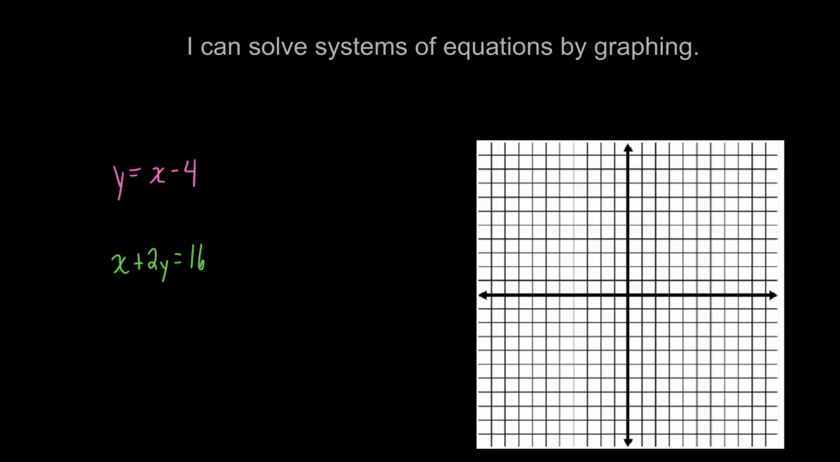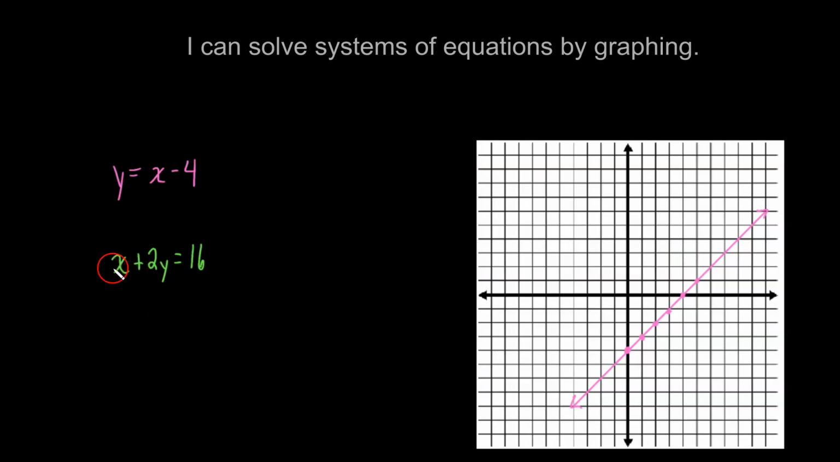Let's start by graphing y equals x minus 4. This is written in slope-intercept form, so it should be fairly easy to graph. The y-intercept is negative 4, so down 1, 2, 3, 4. And it's got a slope of 1, so it's up 1 over 1, up 1 over 1. Our line should look something like this. That's what the line of y equals x minus 4 looks like.